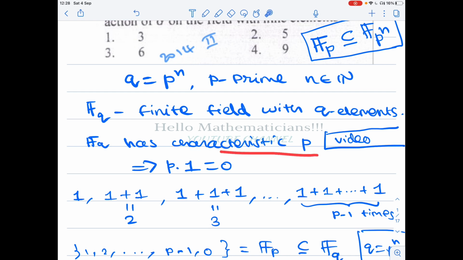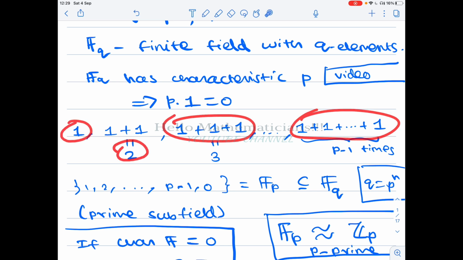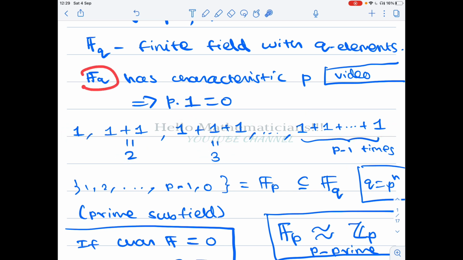Therefore, characteristic p means that by definition p times 1 equals 0. Note that if it is a field, then it will have 1. So p·1 equals 0. Now, since p·1 equals 0, look at these numbers. F_q has 1. Now you add 1 with itself, 1 plus 1, that is 2. 1 plus 1 plus 1, that is 3. If you keep adding it for p minus 1 times, 1 plus 1 plus ... plus 1, that is p minus 1 times, so this number is p minus 1. So 1, 2, 3 up to p minus 1, all these numbers are in F_q.